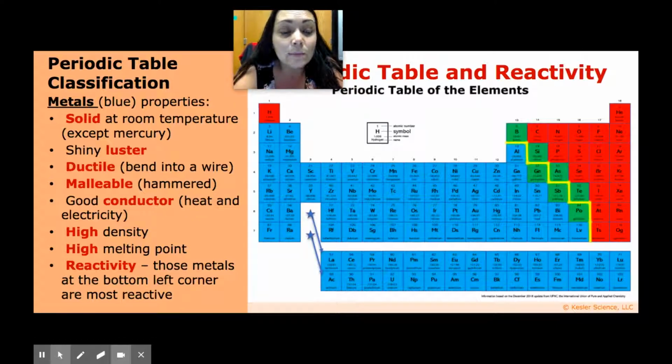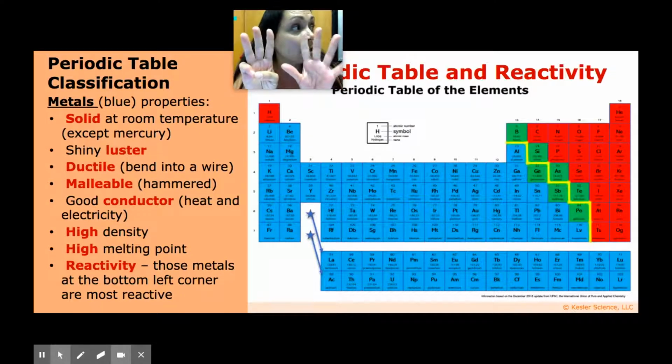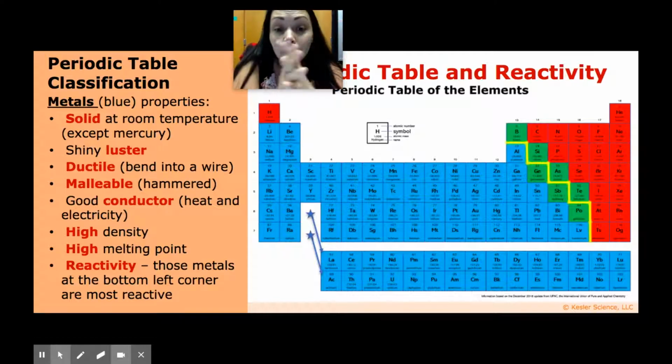And reactivity, those metals at the bottom left corner are the most reactive. So, for example, these ones, because remember, if you only have one valence electron, you only have to lose one. If you're full, you've got 8, E-I-G-H-T. Yep. So it's easier to lose one valence electron, and it's easy if you have 7 to gain 1. So columns 1 and 17 are super reactive.